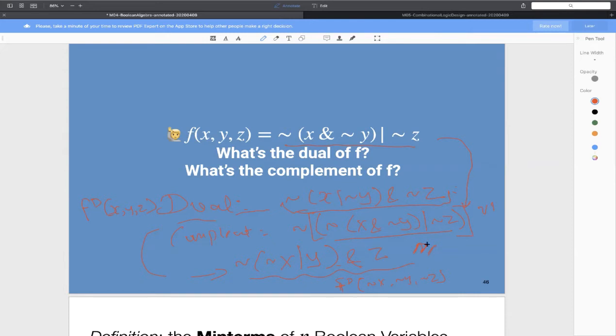So one should be able to show that this expression out here and this other expression are the same. You can try out the truth table to convince yourself that's the case.